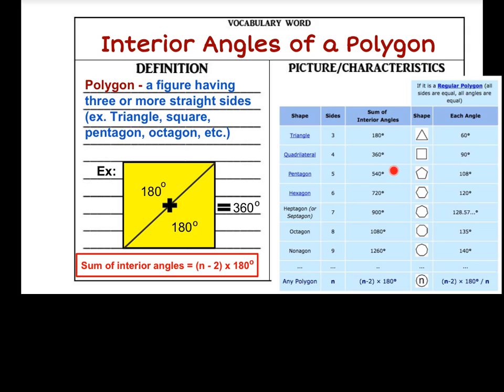So if you can see the pattern, for the number of sides, you're always going to subtract 2 and multiply that number by 180. So this is the rule that you would follow to find the sum of the interior angles of any polygon. Go ahead and pause the video here and copy your notes down.